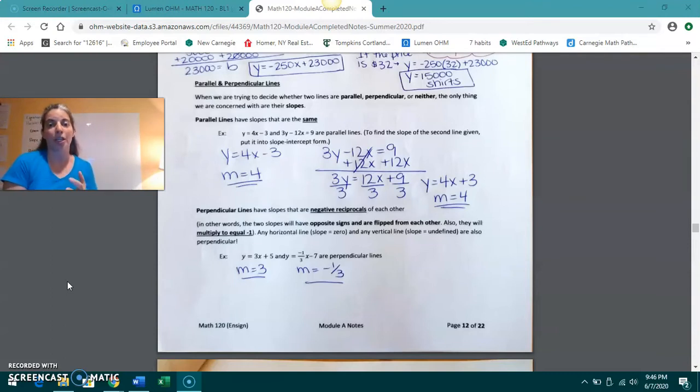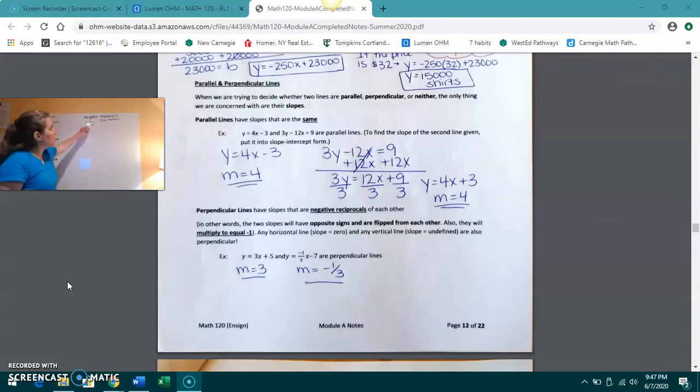Okay, perpendicular lines, which are lines that make a 90-degree angle, right, like a T. Perpendicular lines have slopes that are what we call negative reciprocals. Okay, so reciprocal is when I flip a fraction. And negative reciprocals means that if it's positive, then the negative reciprocal is negative, or if it's negative, then it's going to be positive.